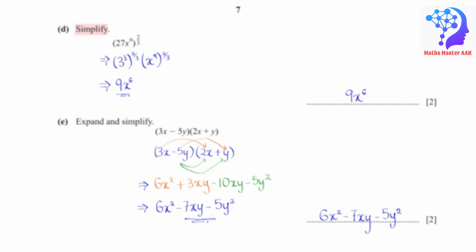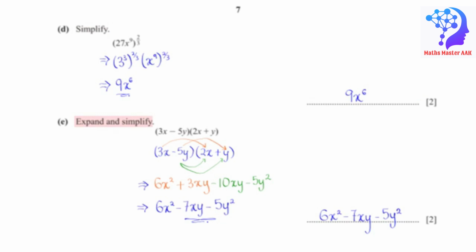Simplify 27x raised to the power 9 all raised to the power 2 over 3. 27 can be rewritten as 3 cubed. By the laws of indices, we can rewrite this as 3 cubed raised to the power 2 over 3 times x raised to the power 9 raised to the power 2 over 3. When the powers of 3 multiply, we get 3 times 2 over 3 equals 2. 3 raised to the power 2 is 9. For the powers of x, 9 times 2 over 3 gives us 6. And so our final answer is 9x raised to the power 6.